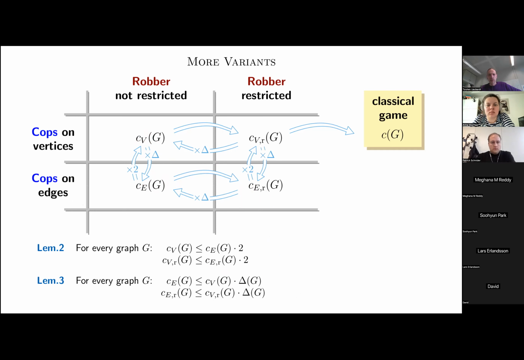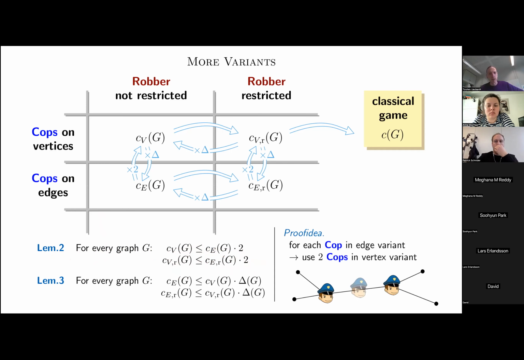Okay. And let me just quickly tell you a little bit about it. So this lemma here tells you that the vertex cop surrounding number is at most twice the edge cop surrounding number. And this holds in the unrestricted setting as well as in the restricted setting on both sides. And let me also show you a little proof idea, and you can figure out the details quite easily. Well, again, we have to find a strategy for vertex cops, given a strategy for edge cops. And well, the obvious thing is if you have an edge cop here, you mimic it by two vertex cops, just occupying the two endpoints of the edge.